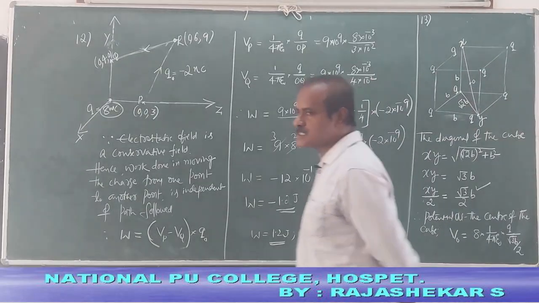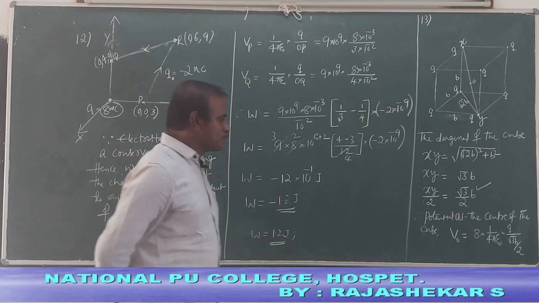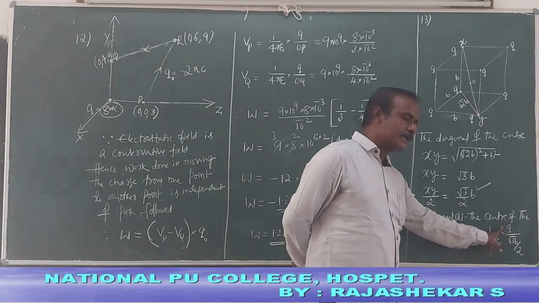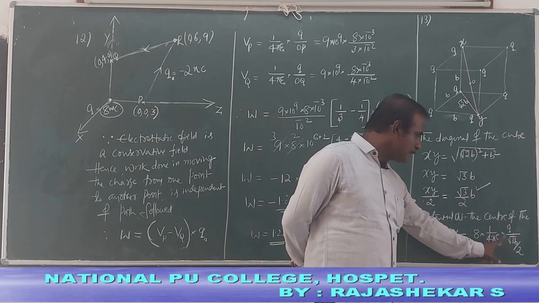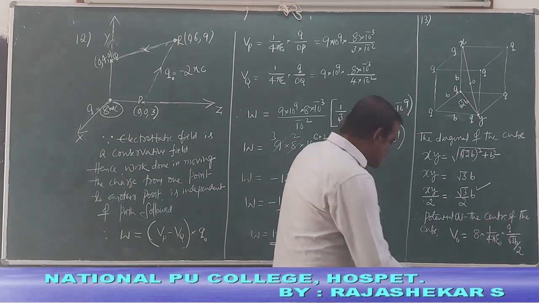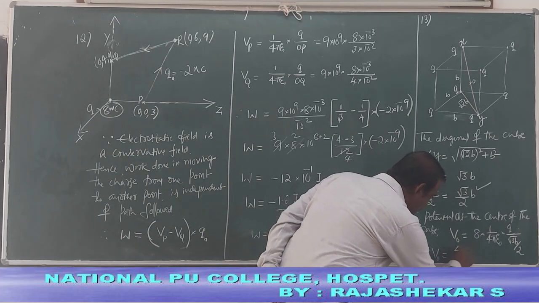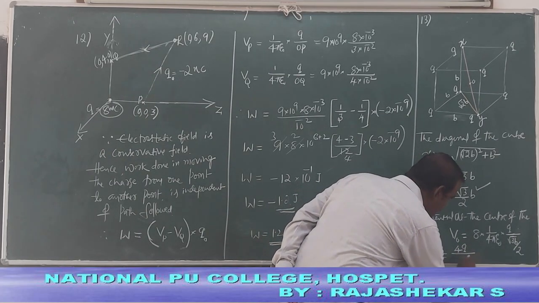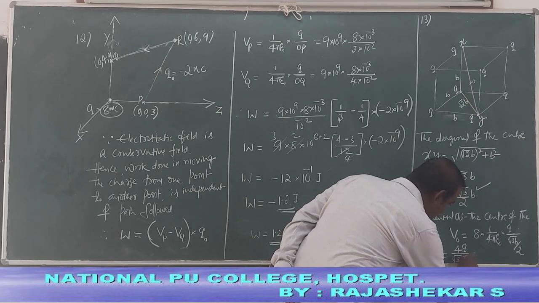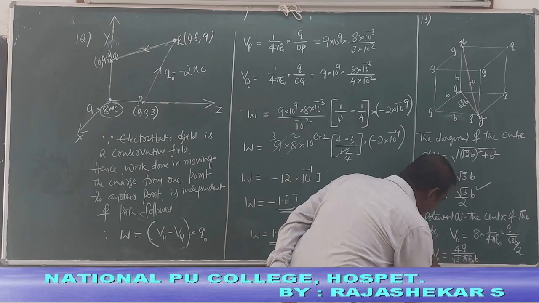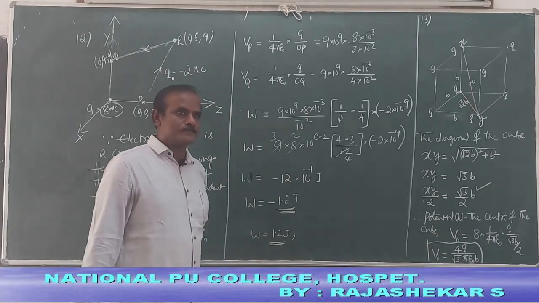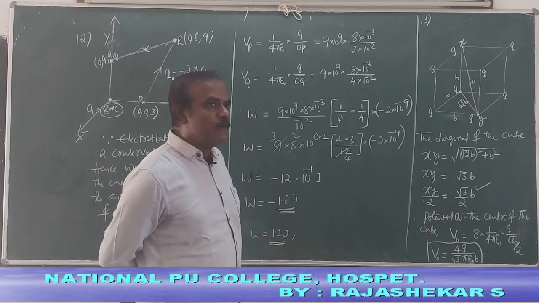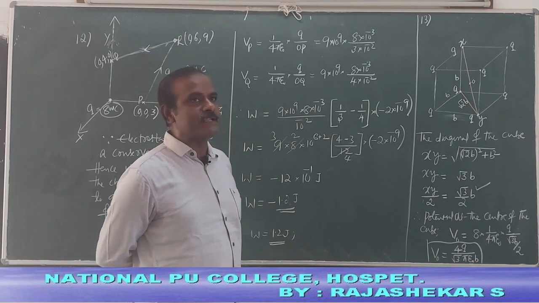This finally, on simplification, comes out to be, look at this, 2 goes to numerator, 8 2 is 16, 16 by 4 is 4, you get 4 cube by root 3 pi epsilon naught b. Final result of potential is, students, I write here, 4q divided by root 3 into pi into epsilon naught b. This is the final result for potential at the center of the cube, having 8 identical charges at every corner.